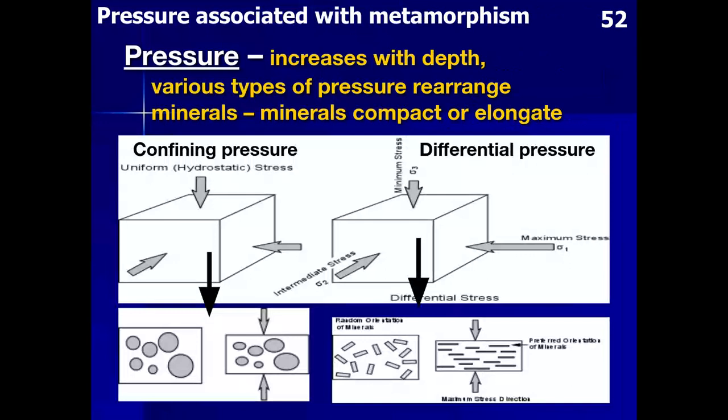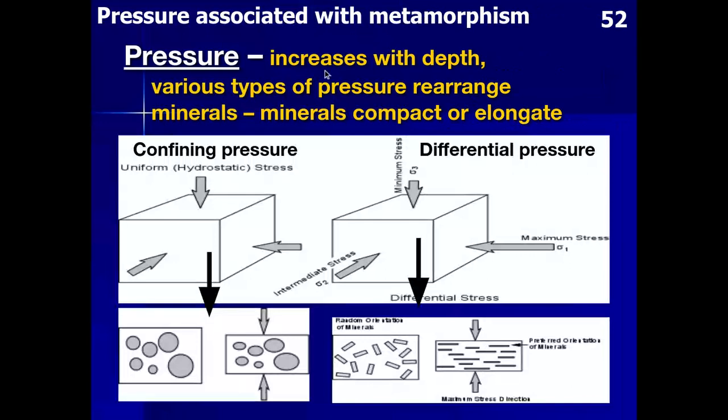Let's move into pressure, and let's look at some relationships with respect to how pressure is associated with changing the textural and physical characteristics of the rock. And we've already learned that pressure increases with depth, and those various kinds of pressure will have a tendency to rearrange the minerals from a texture standpoint. Sometimes minerals can be compacted or elongated, and we'll look at some examples of that in the next few slides. But let's look at two types of pressures.